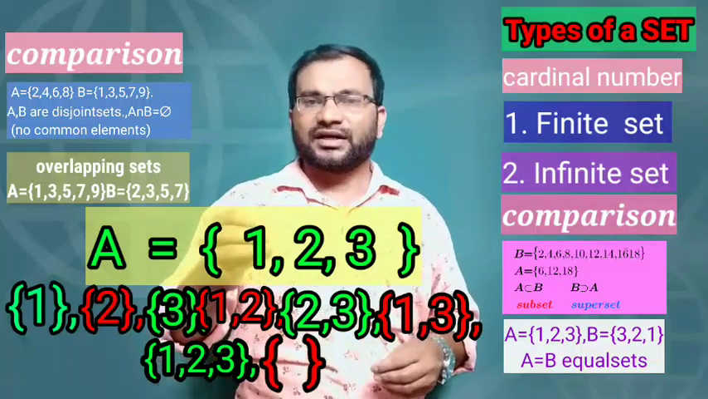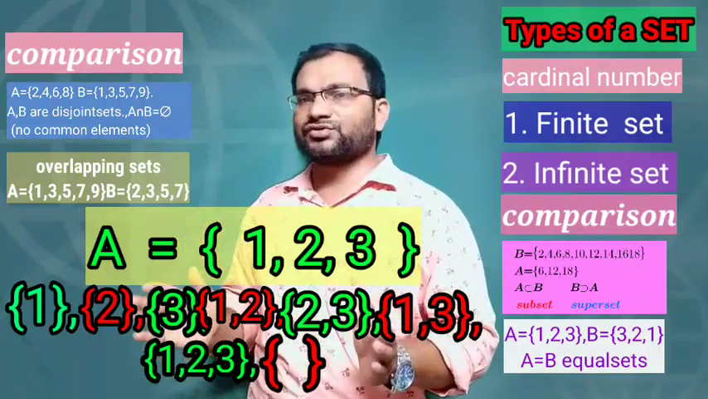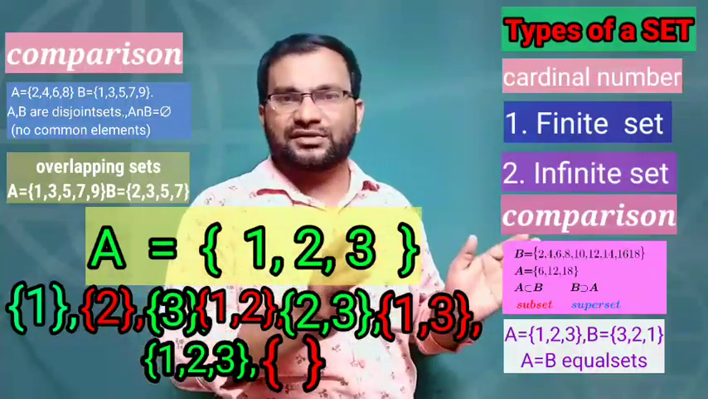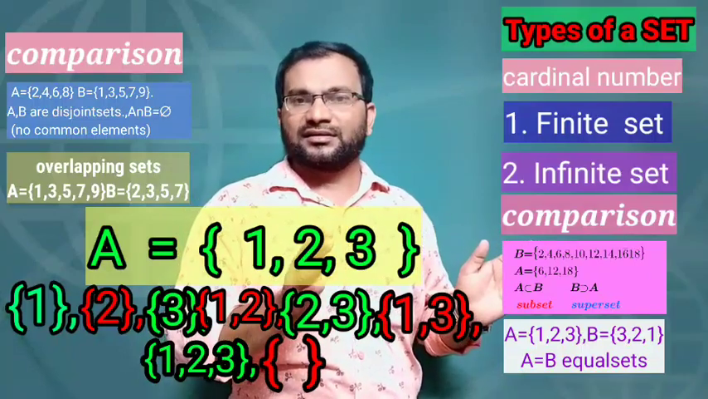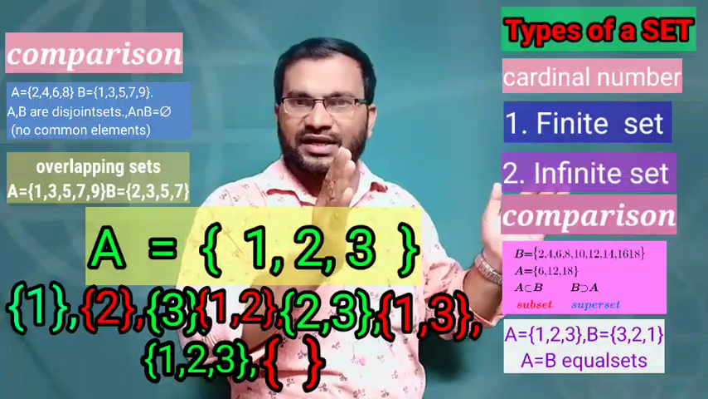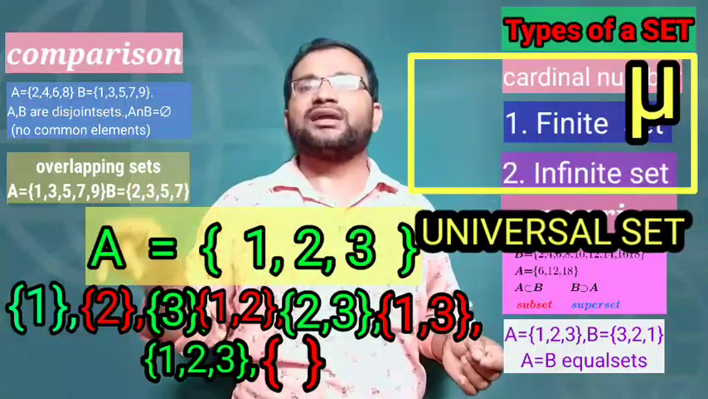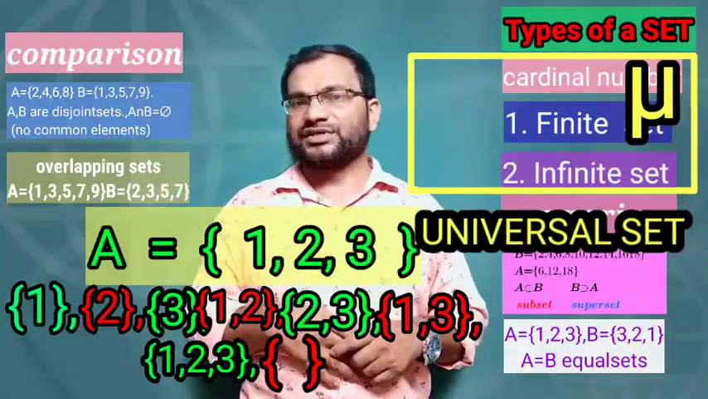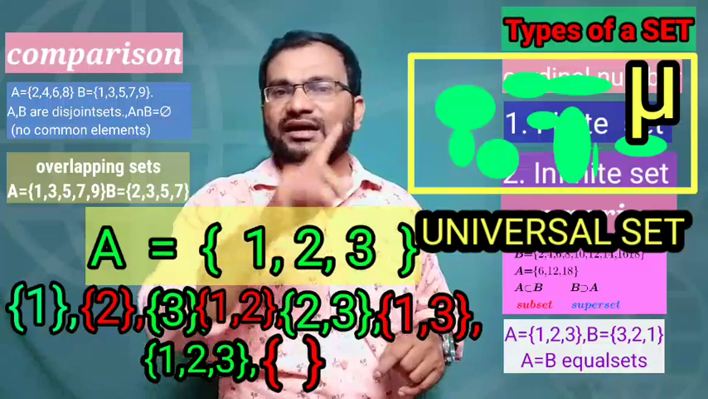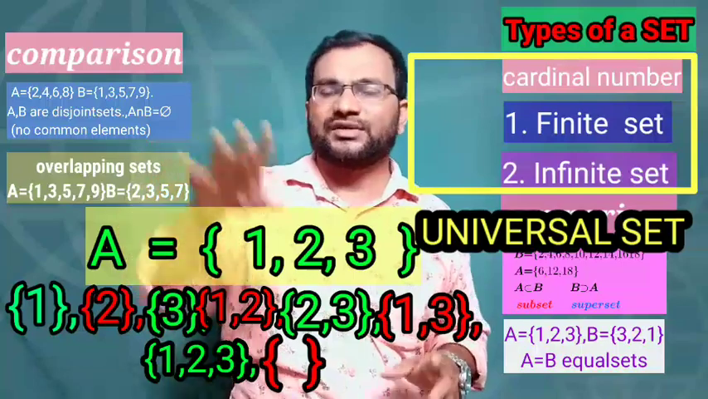So I made such types of groups from a single group. So here I get so many groups from a single set. So all these sets are subsets of that set. So that particular set is a superset of all these sets. So that superset is known as the universal set. It is denoted by U or mu. It is usually represented by a rectangle shape.